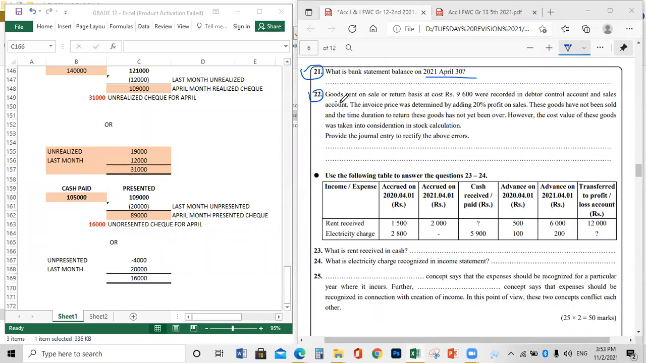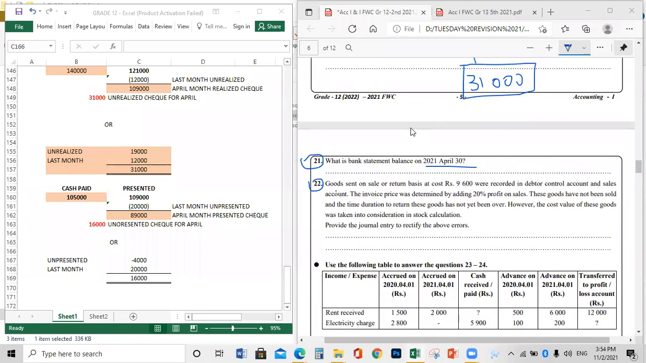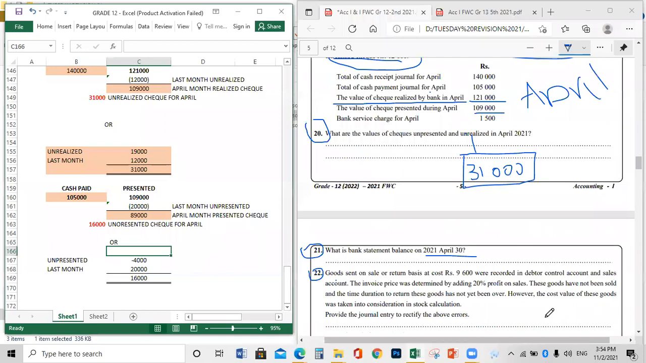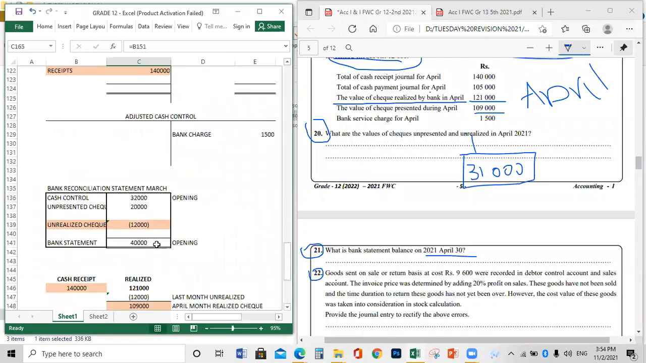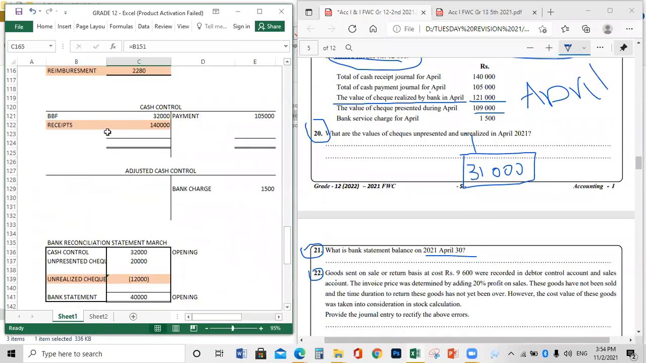What is the bank statement balance on 2021 April 30th? How to find the bank statement balance? Now you know how much is the unpresented check. You know how much is the unrealized check. You can find the bank statement balance, right? So get the cash control closing, guys. How much is the cash control closing? Your cash control closing is 67,000.